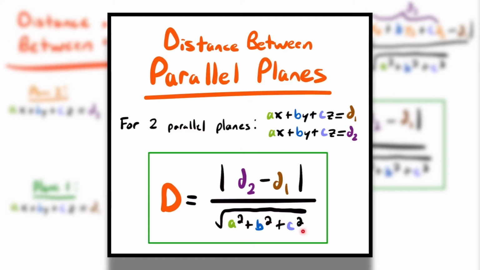Again, remember that parallel planes share a normal vector, and so those values of a, b, and c in both equations will be the same, but what won't be the same are those constant values of d. So that's why we have d1 and d2. We take the difference of those values, take the absolute value of that, and divide by the magnitude of the normal vector. All right, and so let's take a look at an example where we use this distance formula.